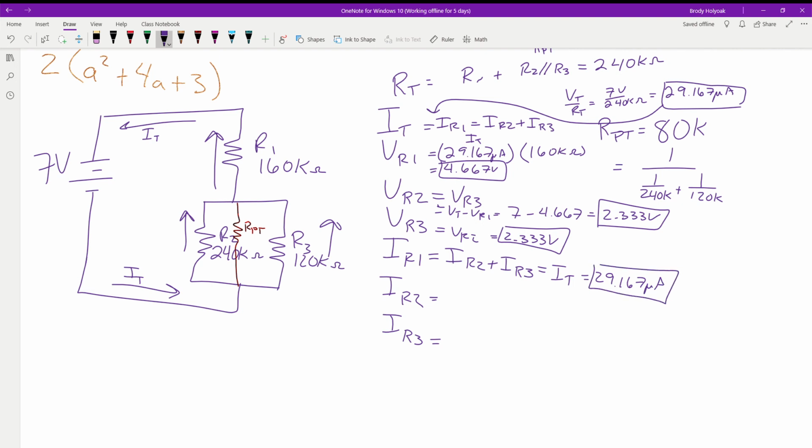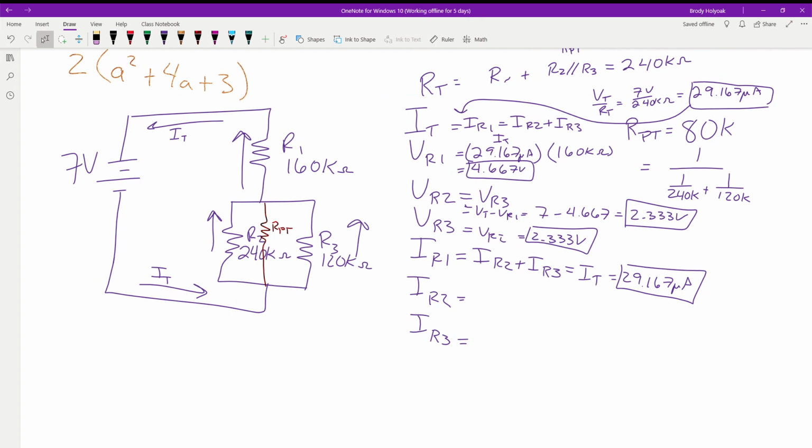Okay, so now we can go about finding the current either which way. Let's find these both directions, just so we can make sure our calculations are correct. So IR2, we have the voltage, we have the resistance, solve for the current. So the voltage across R2 divided by the resistance of R2, so we get 2.333 volts divided by 240 kiloohms. Okay, everybody good with that?